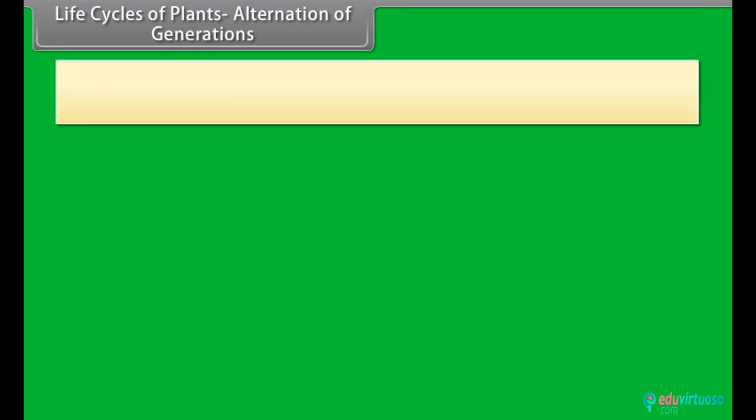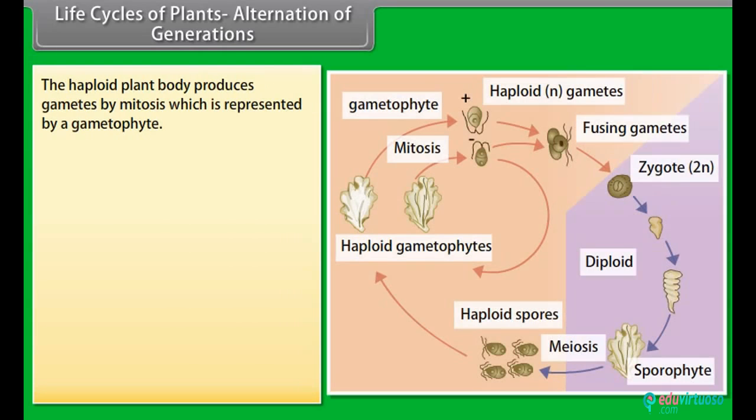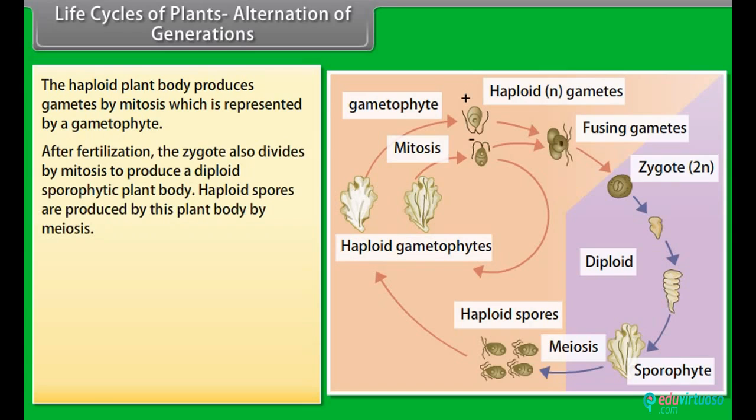Life cycles of plants. Alternation of generations. Both haploid and diploid cells of plants can divide by mitosis. This ability leads to the formation of different plant bodies, haploid and diploid. The haploid plant body produces gametes by mitosis, which is represented by gametophyte. After fertilization, the zygote also divides by mitosis to produce a diploid sporophytic plant body.